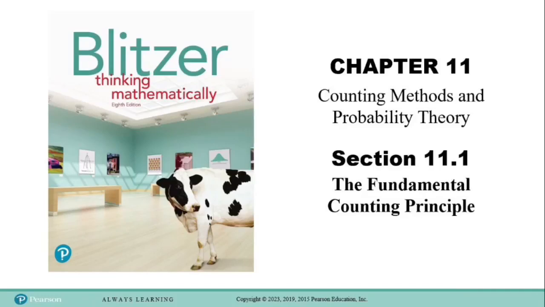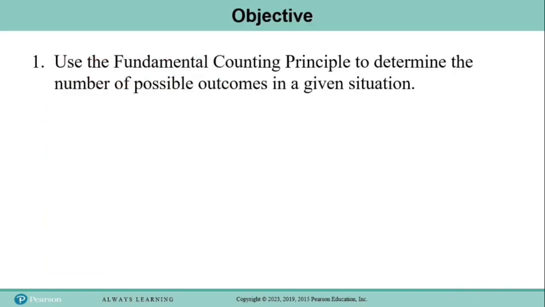Today we are in Chapter 11. We're doing Section 11.1, which is all about the fundamental accounting principle. This one is a really simple one. This will be a really short video compared to the ones we've done before. So let's go ahead and look at today's objective, which is just use the fundamental accounting principle to determine the number of possible outcomes in a given situation.